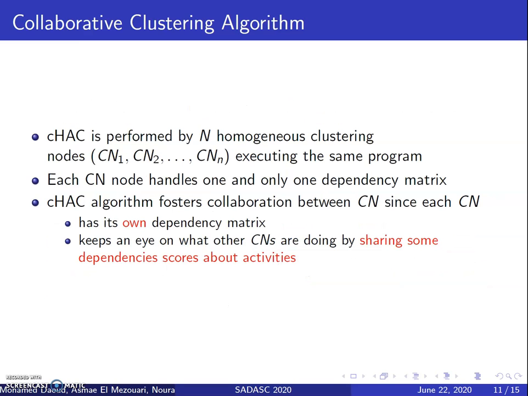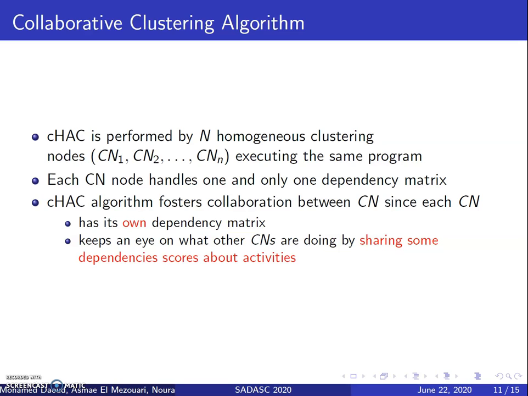Our algorithm is then jointly performed by A nodes. This number of nodes depends on the number of models used along with the number of BPs. Thus, each node will be in charge of one and only one dependency matrix.